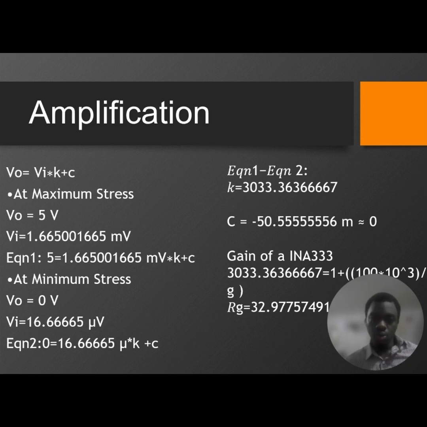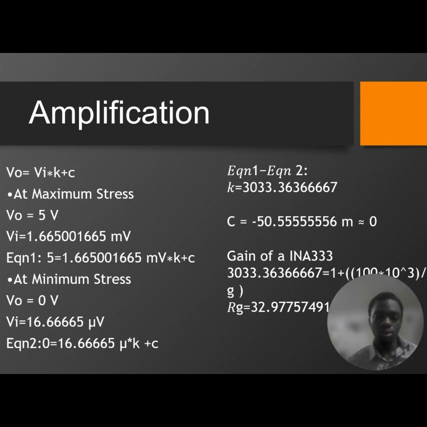Once we take the output from the maximum and the minimum stress, we simply put them into the equation VO equals VI times K plus C, where for VO we put our desired voltage, and VI is the input voltage we obtain from the Wheatstone bridge circuit. So we take both equation 1 and 2 and solve simultaneously for K. Once we obtain K, we can solve for C. In this case, C can be approximated to 0, as what we really need for this instrumentation amplifier is the gain for this circuit to achieve our desired output.